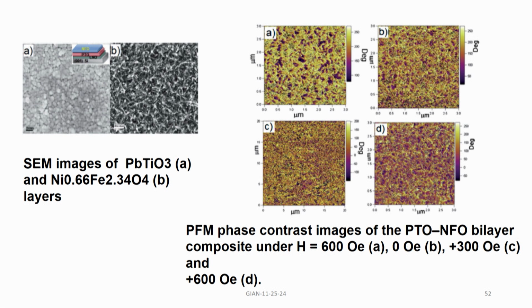As you go from minus 600 to 0, plus 300 and 600, you see a significant change in the PFM signal, and you can measure the phase and the amplitude and come up with a magnitude for the coupling. This particular sample has lead titanate and nickel ferrite of that particular composition. Nickel ferrite with that composition is a ferromagnet, and lead titanate is a ferroelectric.